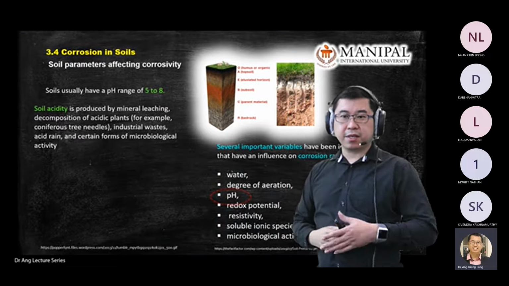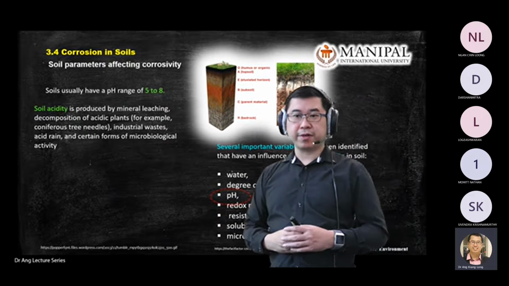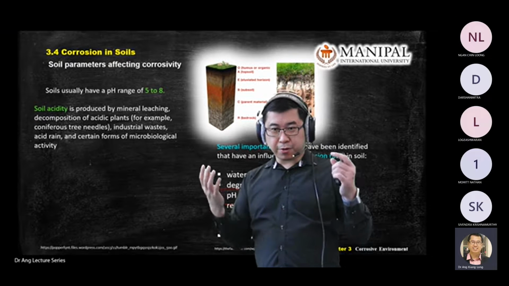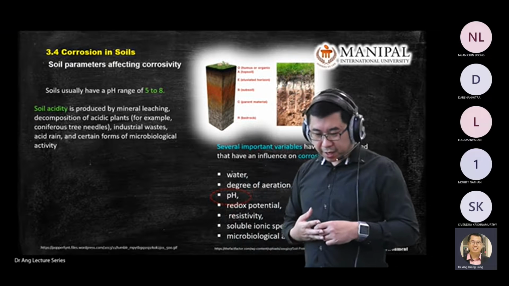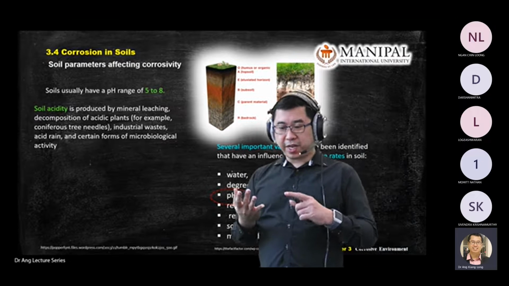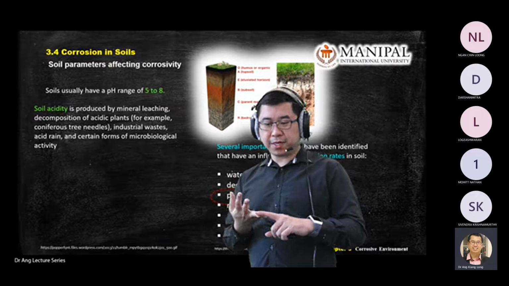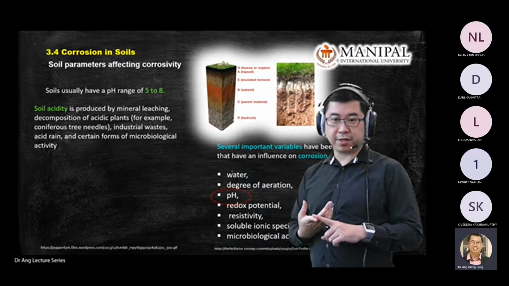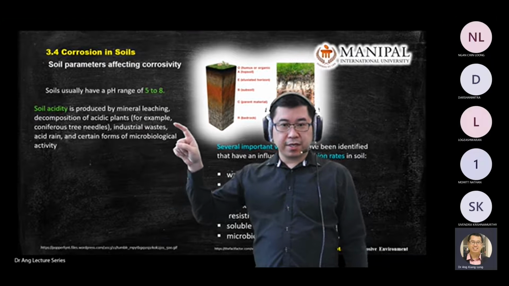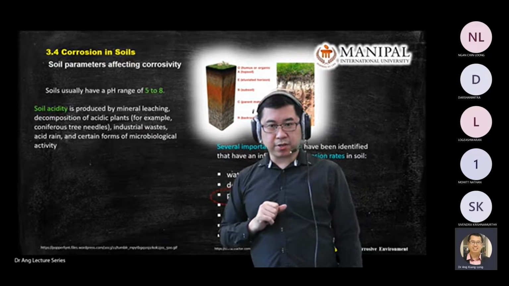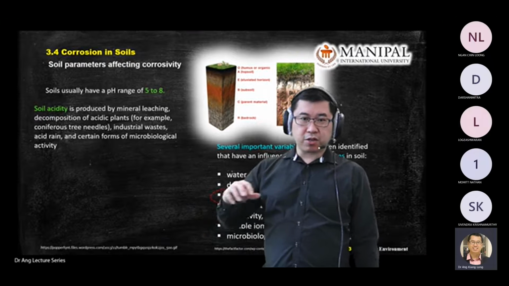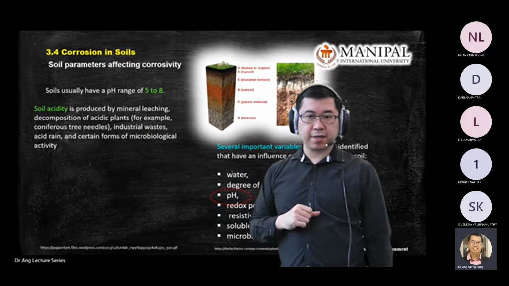Maybe the soil is near an industrial area. Remember, in environmental corrosion we have 4 types: rural, urban, industrial, and marine. So when your environment is near an industrial area, the industrial waste can contribute to the soil acidity.